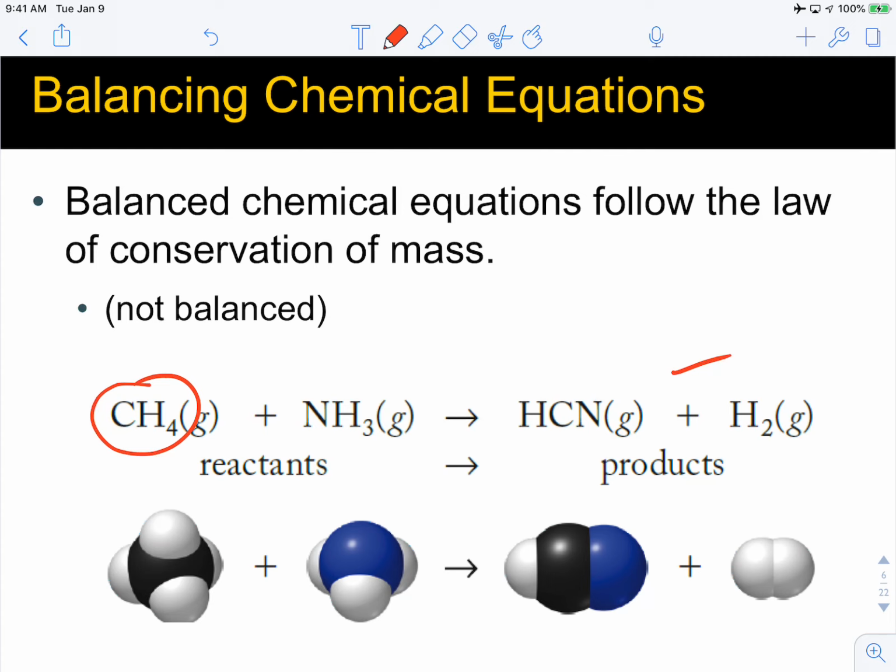So this particular reaction is methane plus ammonia gives us HCN, hydrogen cyanide, and H2 gas. Now it's not balanced as written here.